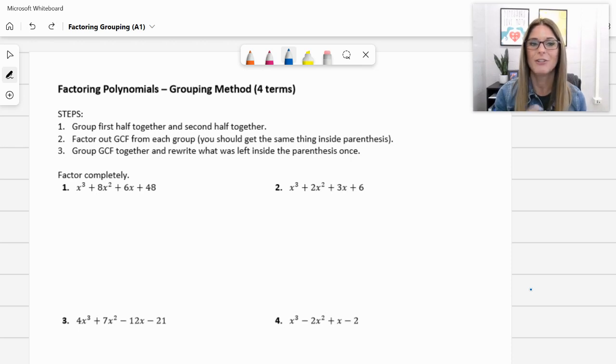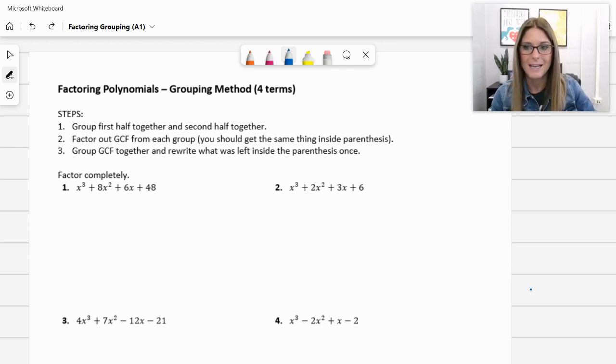So our steps are group the first half or the first 2 terms together. We're going to put parentheses around the first 2, and then we're going to put parentheses around the second half or the second 2 terms. Step 2, we're going to factor out a GCF from each of those groups. So just using our last lesson, out of the first half, find a GCF. Second half, find a GCF. And then the third step here is we're going to pull it together to make our final answer.